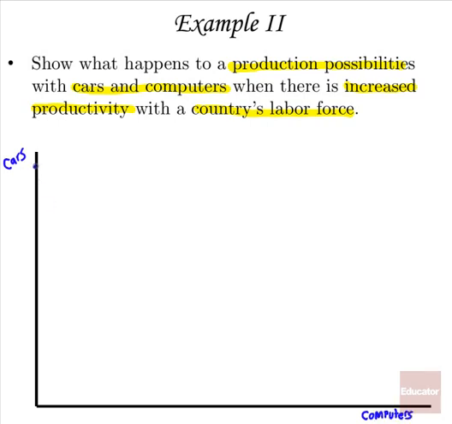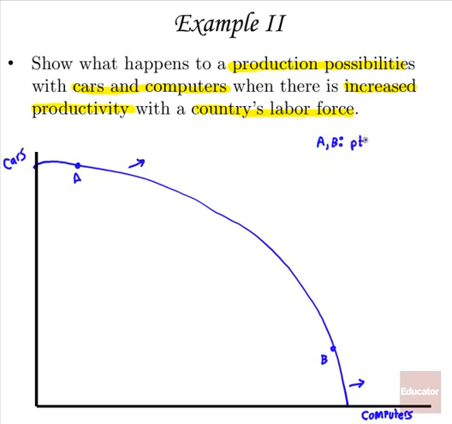Again, you're going to have this production possibilities frontier that has increasing opportunity costs. And what happens if there's increased productivity with a labor force? Let's say points A and B are points of efficiency. So A and B would be points of efficiency. And just for good measure, points of inefficiency would be point C. So anywhere underneath the production possibilities frontier would be underutilization or points of inefficiency.